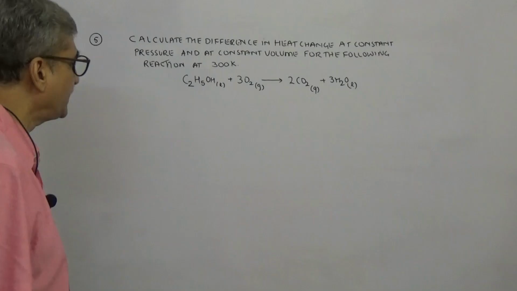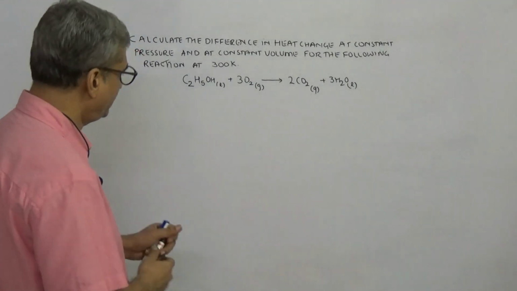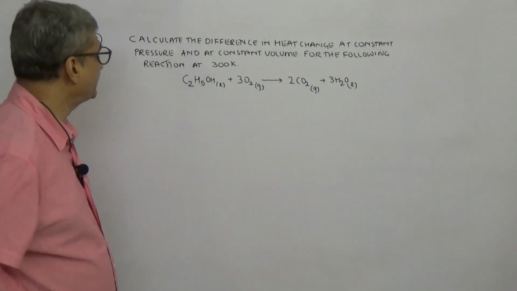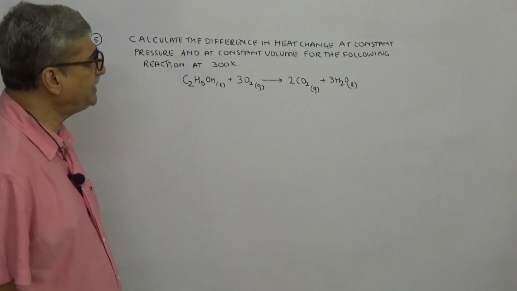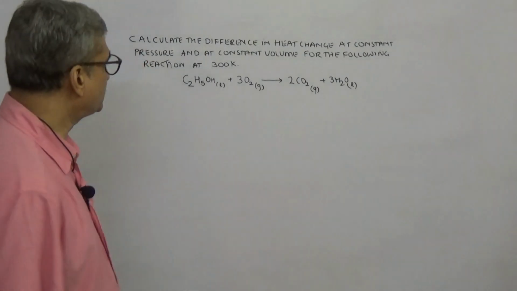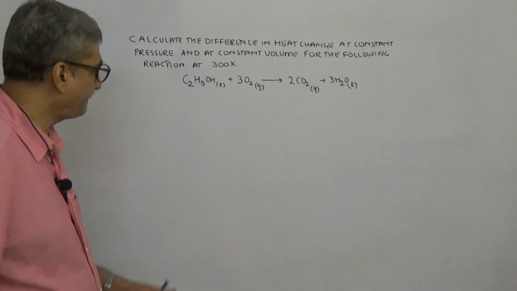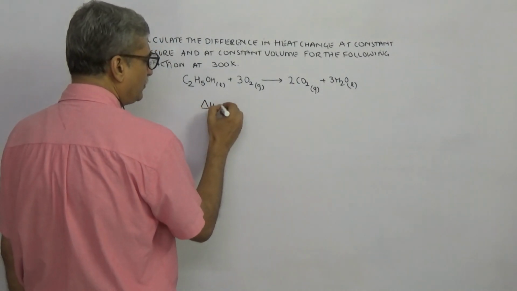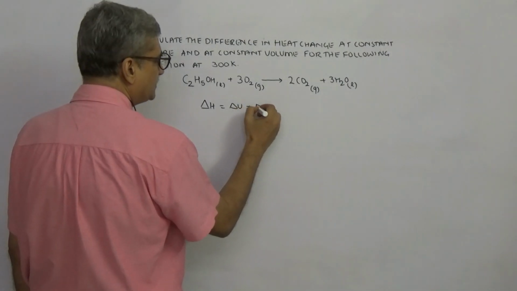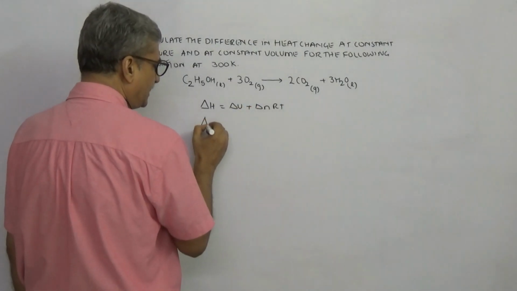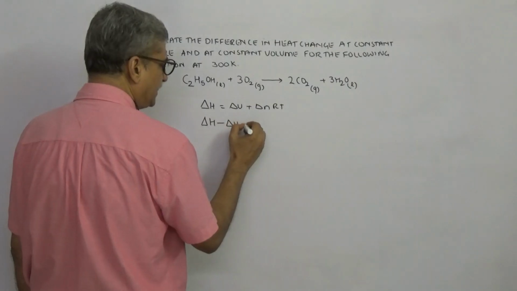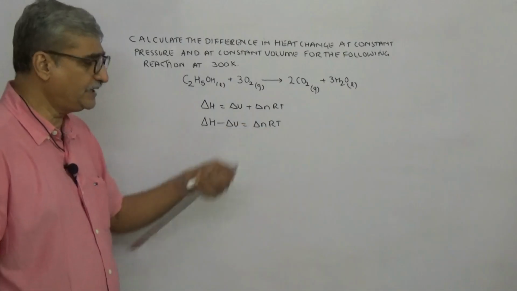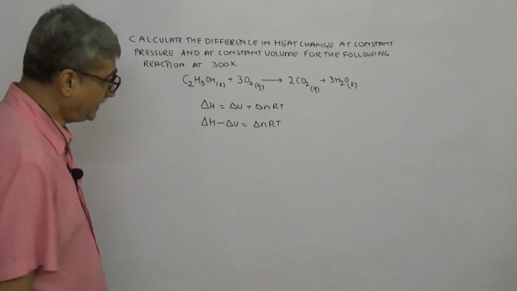I mean, the above sum can even be asked in an entrance examination, so I am doing it. I'll read it. This is a very simple sum, but sometimes just lack of understanding can create problems. Calculate the difference in heat change at constant pressure and at constant volume for the following reaction at 300 Kelvin. See, it's very simple. What they have asked is, delta H we know is equal to delta U plus delta n RT. So they are simply asking delta H minus delta U is equal to delta n RT. They are asking you delta n RT. The problem is with delta n.